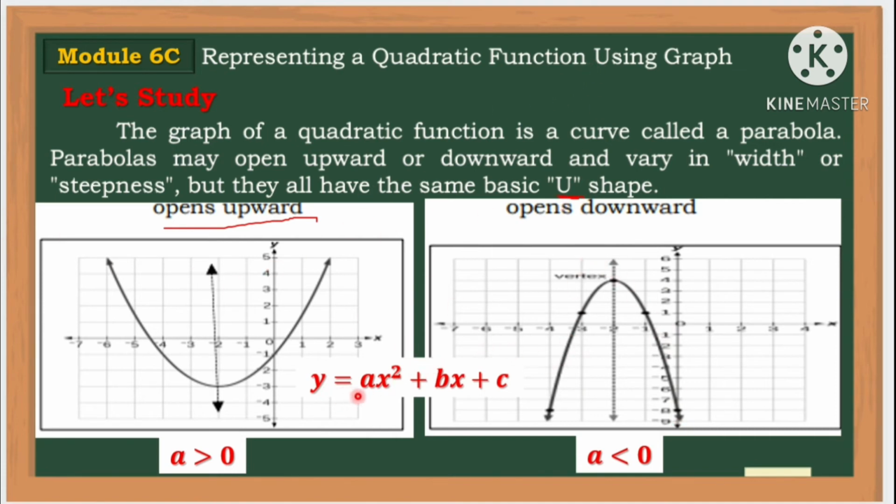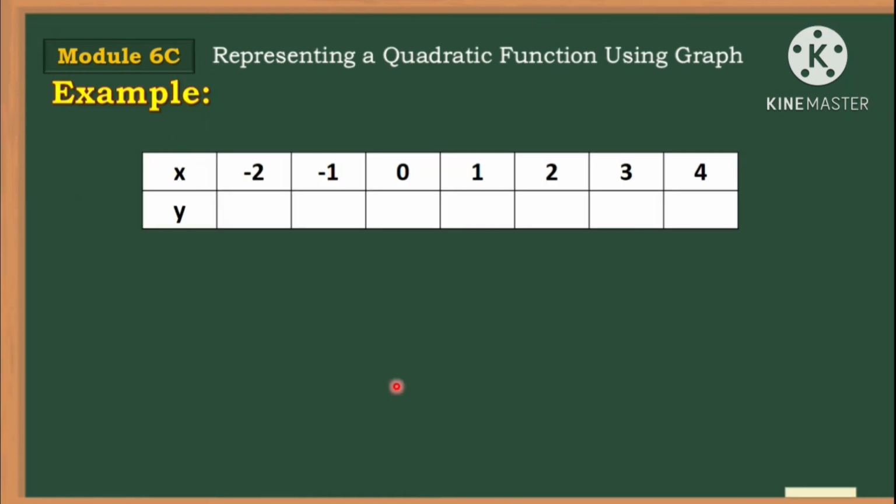Ang makikita mo dito na number ay pag positive, ganito ang graph. Open upward. Pag ito ay nakita mo ay negative, open downward. Basta nandito ka sa may quadratic term, yung sa may exponent na 2. Okay? So we have here example, we're going to use a table of values to graph y is equal to 2x squared minus 4x minus 5.